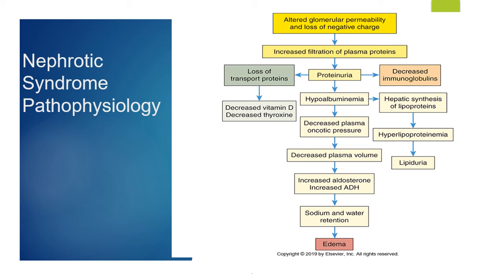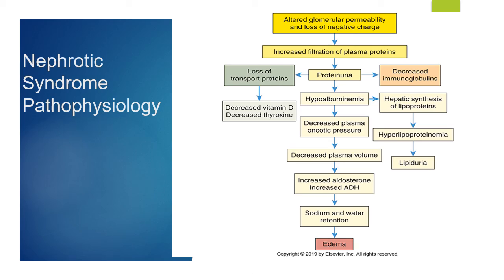Hypoalbuminemia results from the loss of albumin in the urine combined with the diminished synthesis of replacement albumin by the liver. Decreased dietary intake of protein from anorexia or malnutrition, or accompanying liver disease, may also contribute to lower levels of plasma albumin. Decreased plasma volume causes increased aldosterone and ADH, and that causes sodium and water retention, which results in edema.